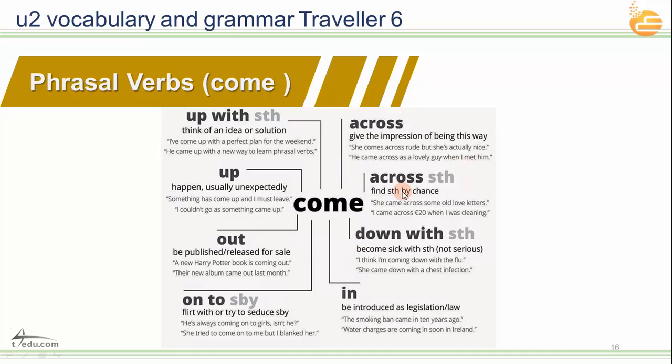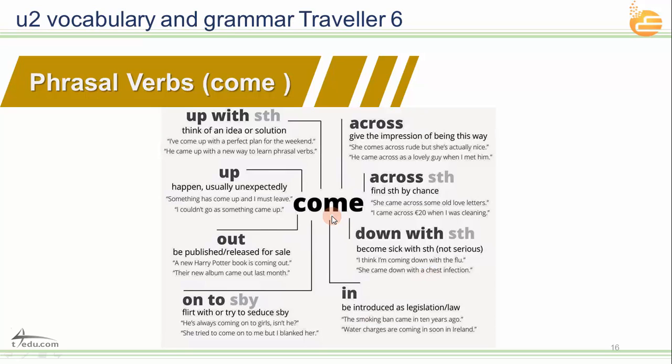Now to come across something also means to find something by chance. She came across some old love letters. I came across 20 euros when I was cleaning. And to come down with something is to become sick with something, and it's not a serious sickness. So I think I'm coming down with the flu. She came down with a chest infection.